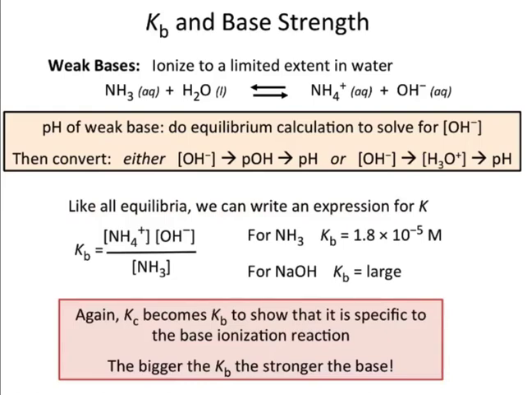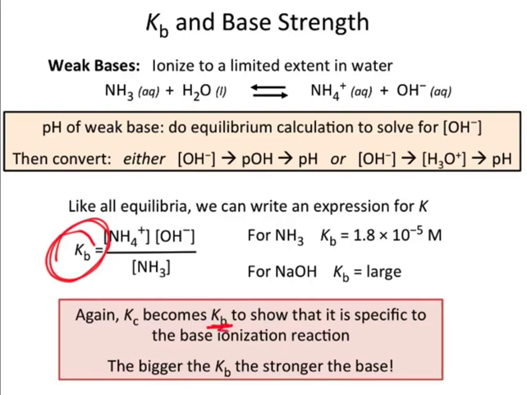Just like all equilibria, we can write an expression for K, and we take the product concentrations, NH4 plus and OH minus, put them on the top, the reactants on the bottom, ignore the water because it's liquid and everything else is aqueous, and this is the equilibrium constant. Now, for this, we use Kb.